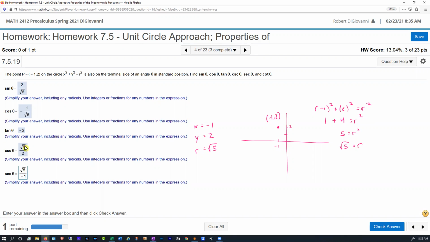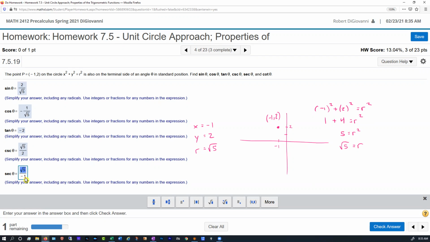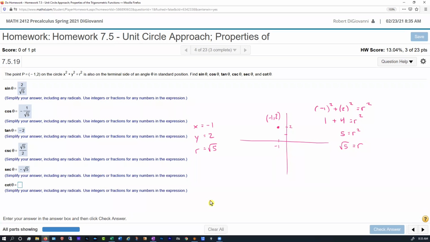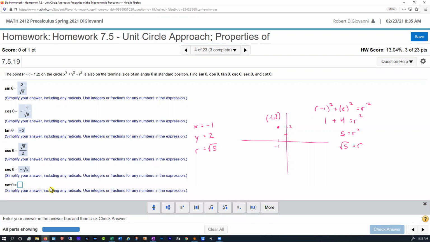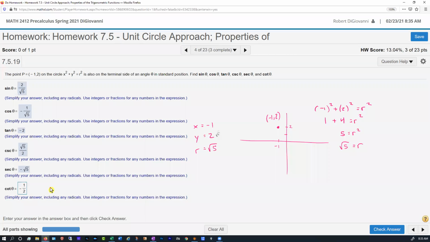It didn't like that. That should have taken that. Let me do this. Negative square root of 5. That's messed up. It should have taken that. Okay, cotangent would be the reciprocal of tangent, so I'm going to put -1/2. There we go.